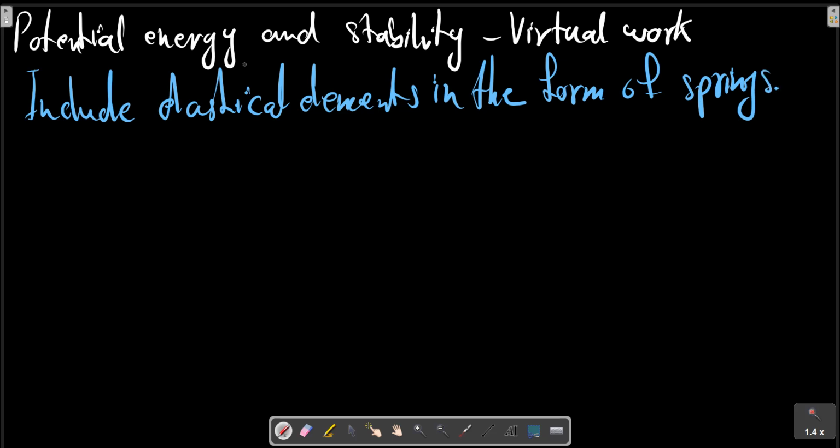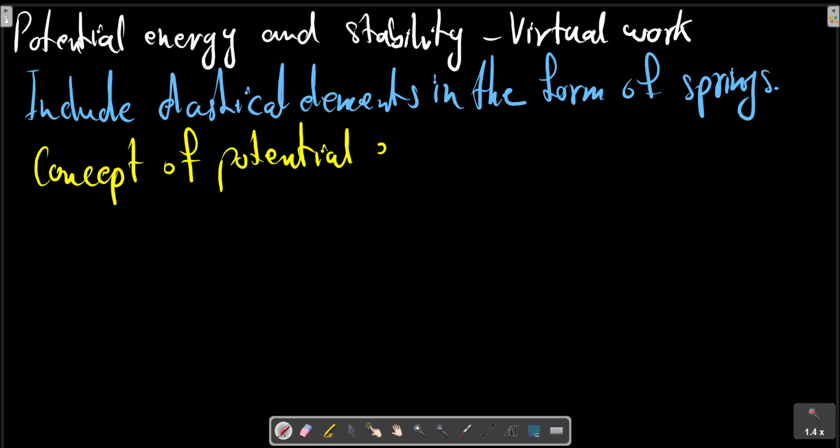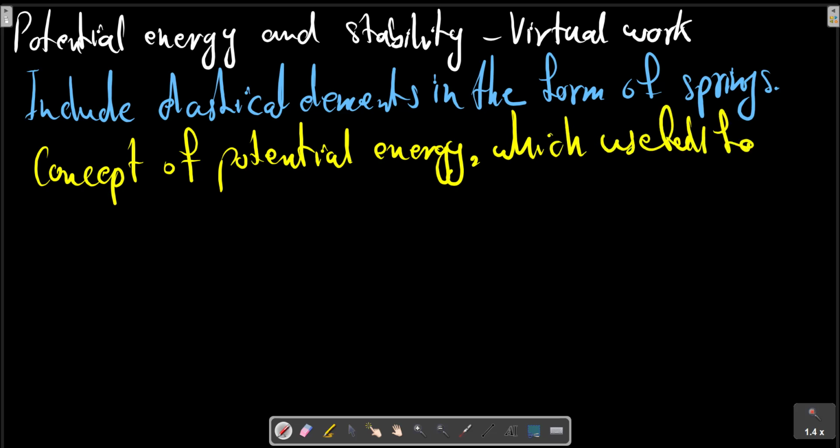We introduce the concept of potential energy, which is useful for determining the stability of equilibrium.